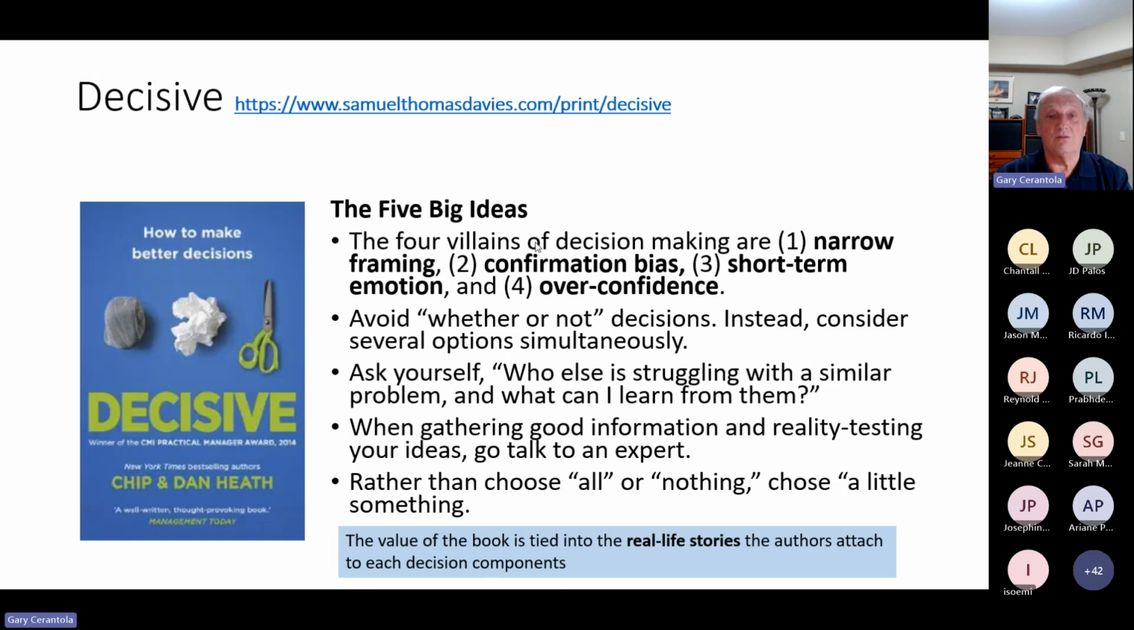Short-term emotion is really key. Sometimes you're infatuated with a particular decision on bringing the company somewhere, and it looks really good, but they talk about stopping, taking yourself out of that decision, and thinking about it from another perspective.